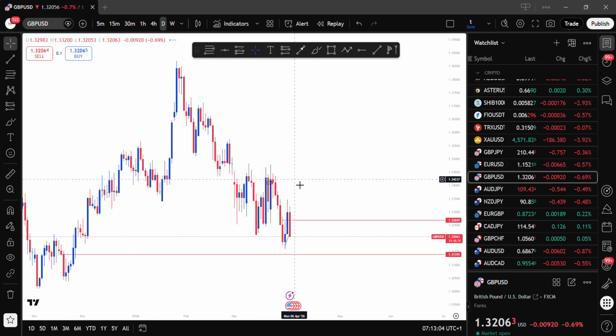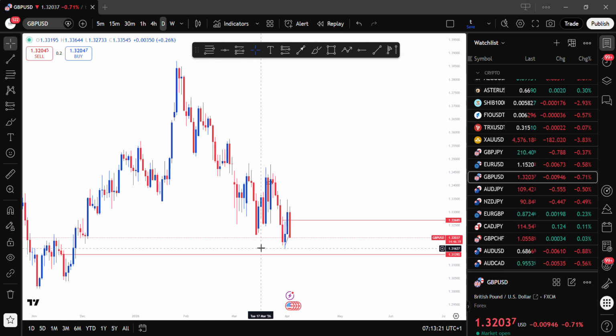On the GBP USD, if you see GBP USD, it's as if news just dropped that's pushing this pair down. Let's check what news just dropped. Let me see. I'm certain that news is pushing it down. But let's continue first.